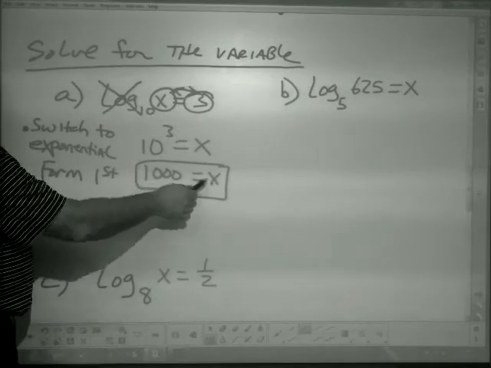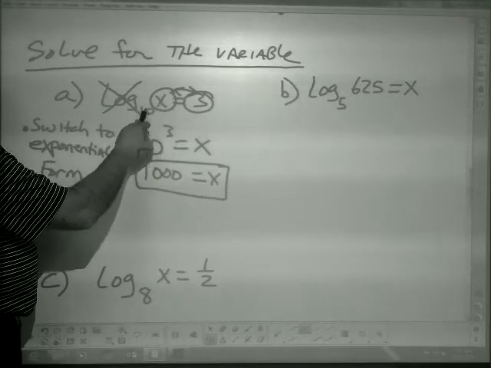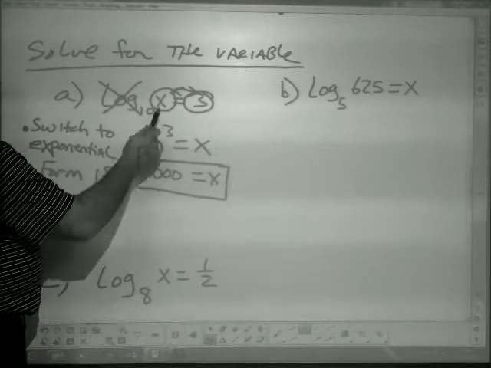I can check it. I put 1,000 in here. 10 to what power is 1,000? 10 to the third power is 1,000.